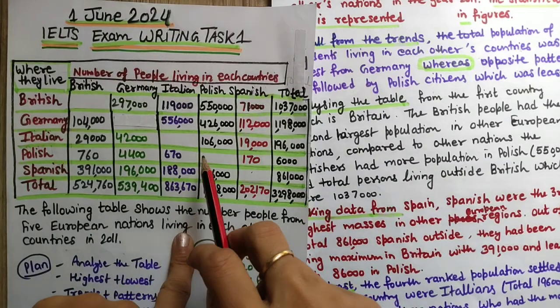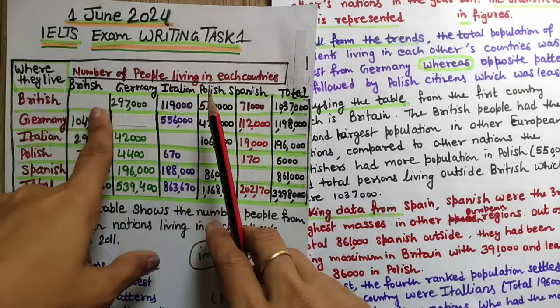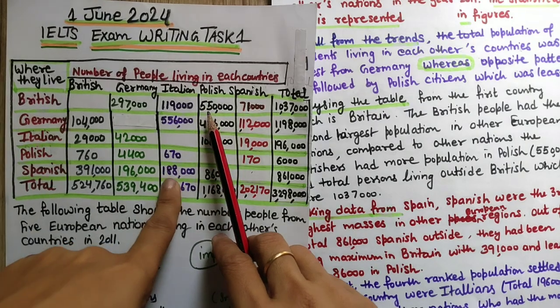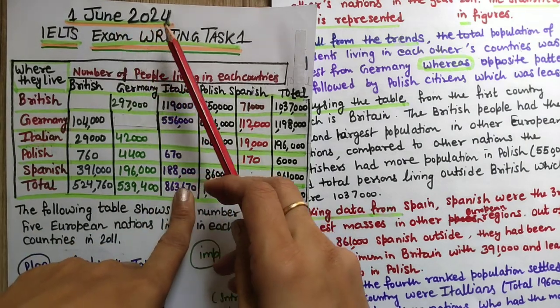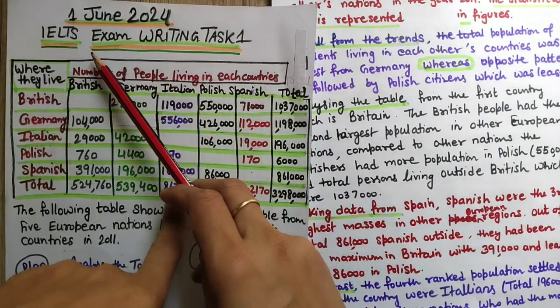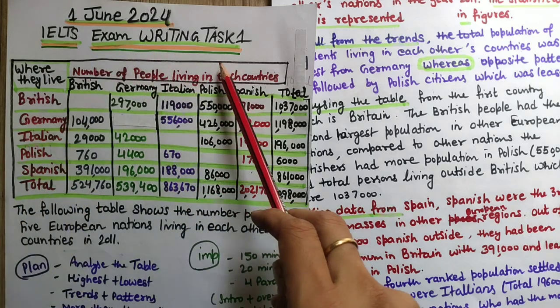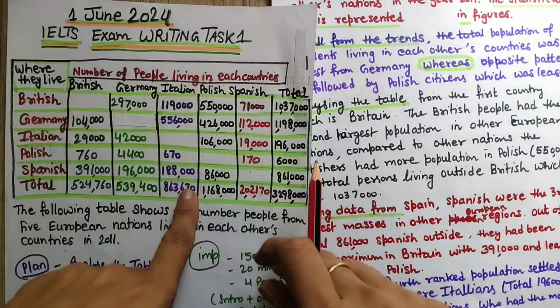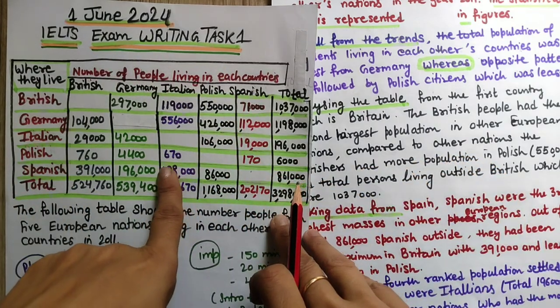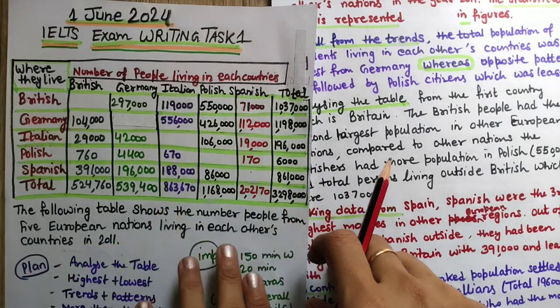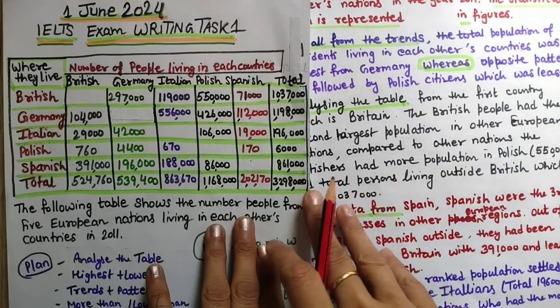So in this video we are going to do this table chart. It was part of the 1st June 2024 IELTS exam that happened in India. For that exam there was this table chart. I am still waiting for the reading passages also.